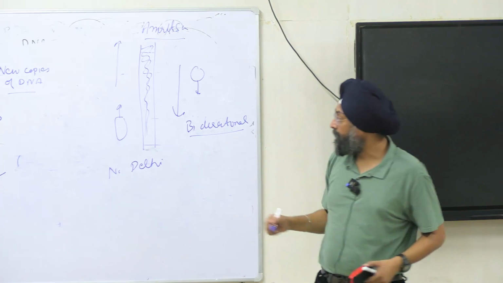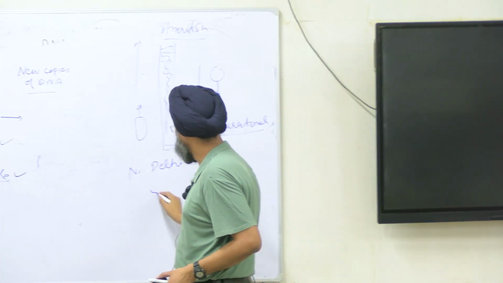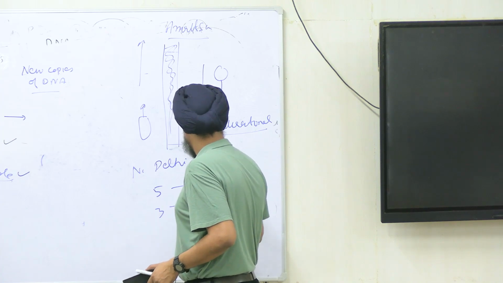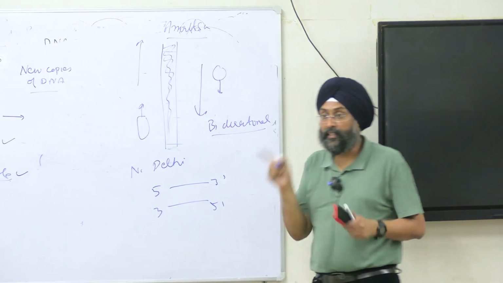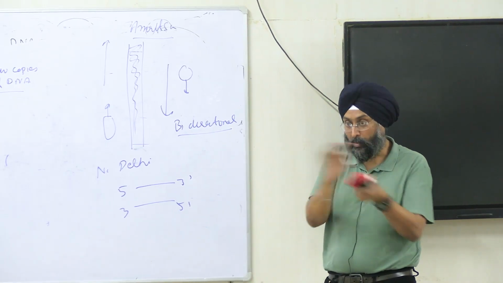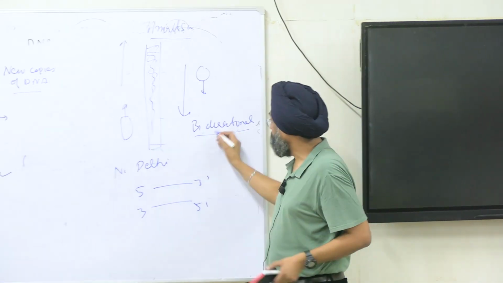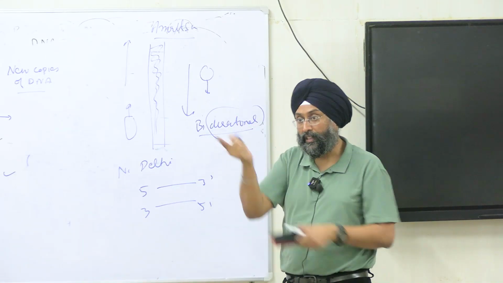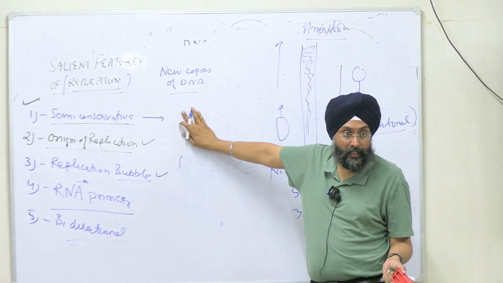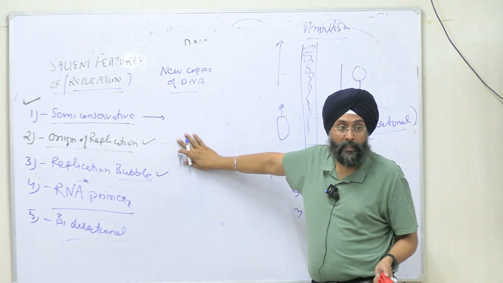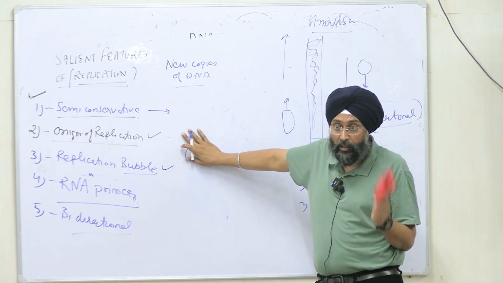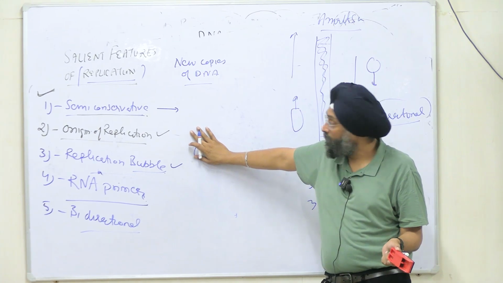In the same manner, on the two strands, 5' to 3' and 3' to 5', the synthesis is going bidirectional. Bidirectional means on both strands, in opposite directions, it is going on two sides. Semi-conservative: half of the original DNA is conserved. Origin of replication: multiple origins of replication in eukaryotes, a single origin of replication in prokaryotes.